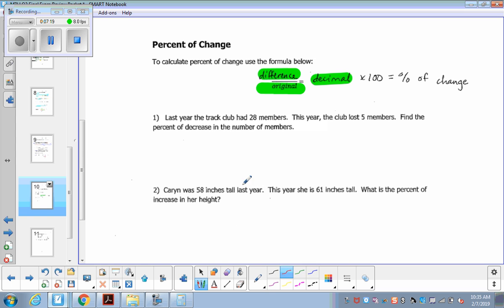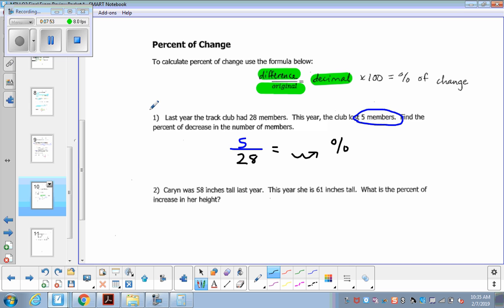Now for a problem like number 1, I remember you guys earlier in the school year when we learned this stuff, you guys got confused for this problem because instead of me saying, all right, last year the track club had 28 members and now they have 23, which means you would have to subtract to get the difference, I'm just going ahead and telling you right here that they lost 5 members. So I'm already giving you the difference out of the original 28 right there. And then when you divide in the calculator, you'll get your decimal and you'll move it over twice and that'll tell you the percent. Okay?